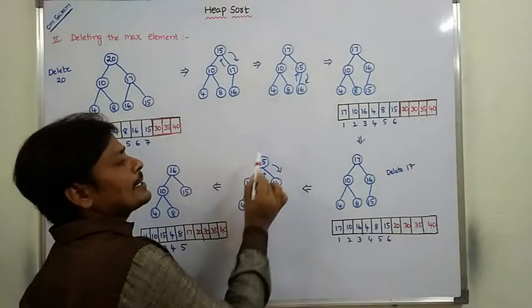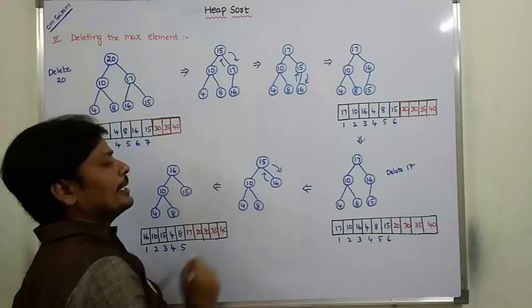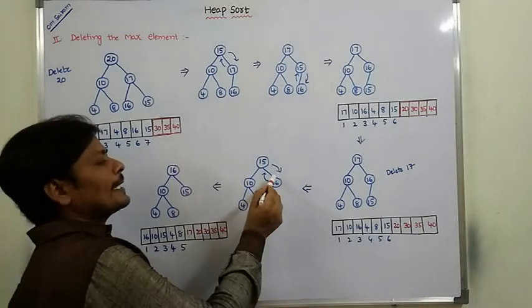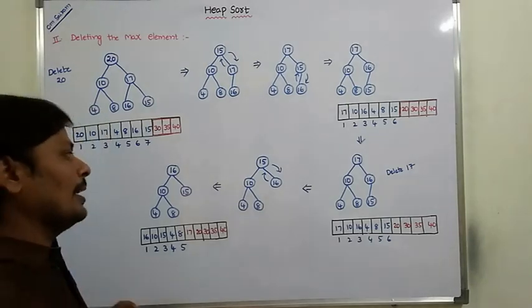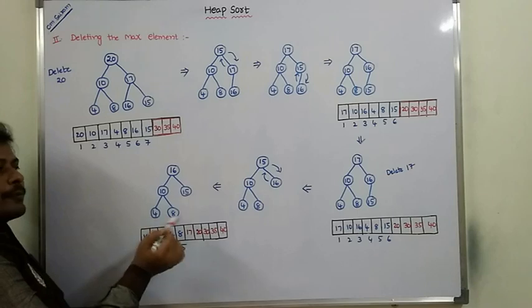10 and 16 have the parent 15. So 15 is greater than 10. Yes, it is true. 15 is greater than 16. It is false. It does not satisfy the maximum heap property. So swapping has to be done. After swapping, we are getting this one.